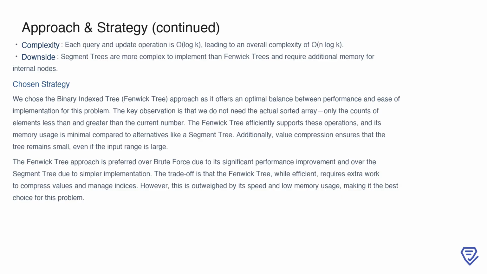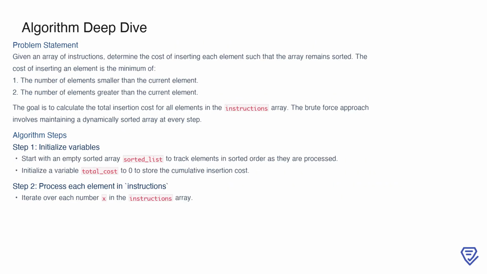The problem asks us to calculate the total cost of inserting elements into a sorted array, where the cost for each insertion is determined by the smaller of two values: the number of elements smaller than the current element, or the number of elements greater than the current element. The challenge lies in maintaining the array in sorted order while minimizing the insertion cost.